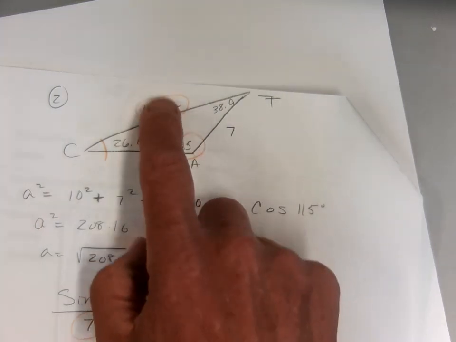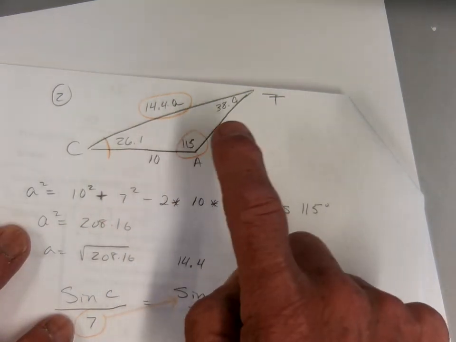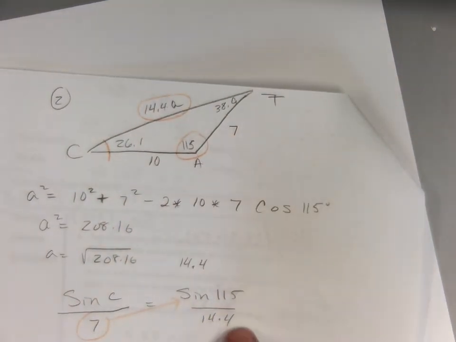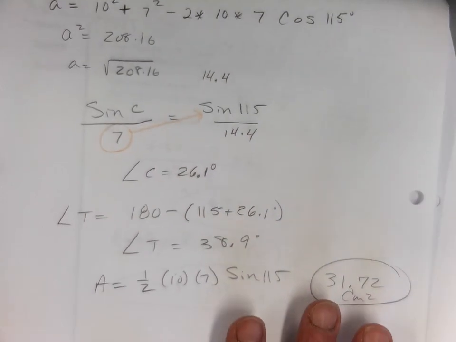Well, once I have a pair of opposites, then I'm just going to find by the law of sines: sine of C over its opposite side, sine of 115 over, now I knew its opposite side. I multiplied up to 7. I got a decimal, so I took the sine inverse, and I got 26.1.